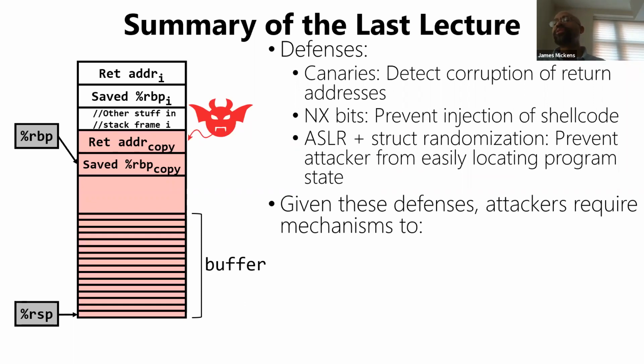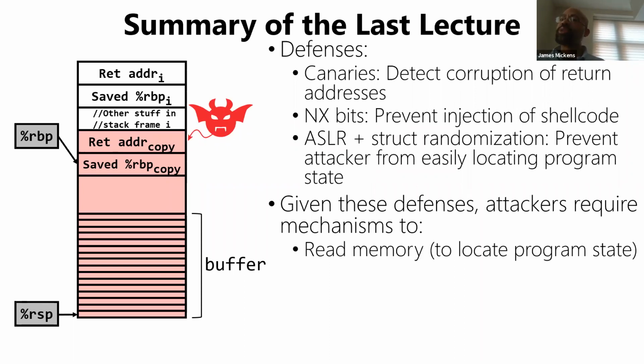So given these defenses, attackers have to step up their game. So attackers have to find mechanisms to do a couple of different things. First of all, the modern attacker needs some type of mechanism to read memory. Why does the attacker need to read memory? Well, to locate program state.